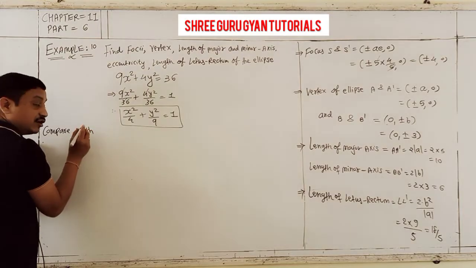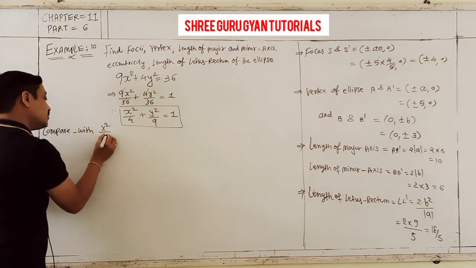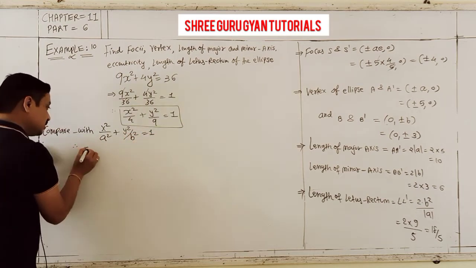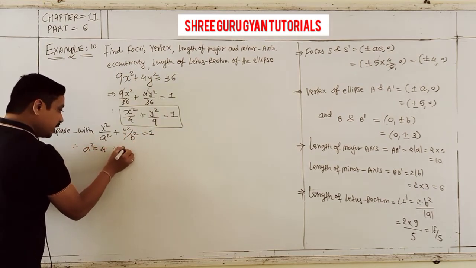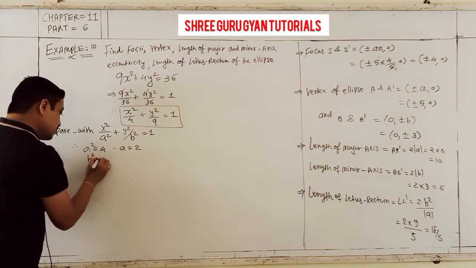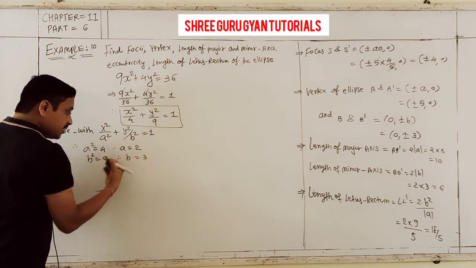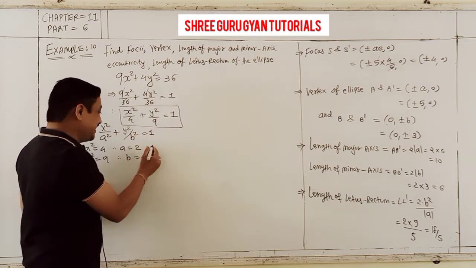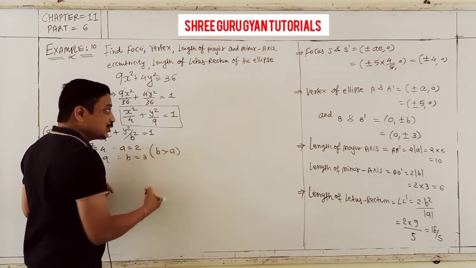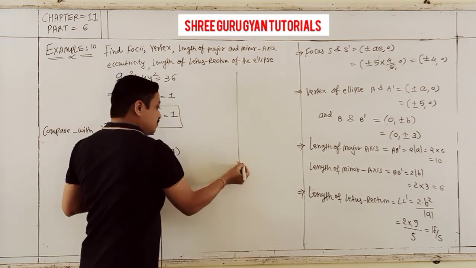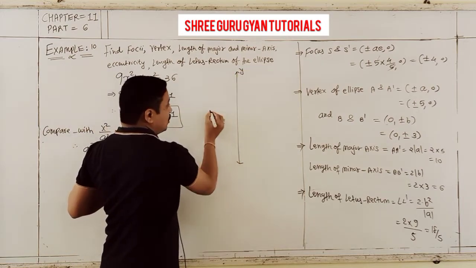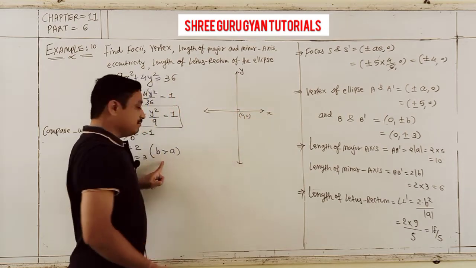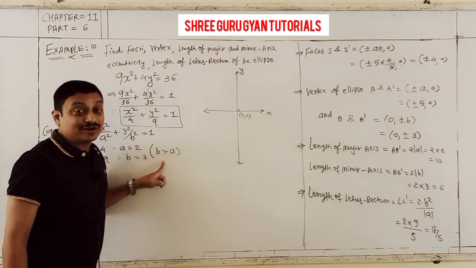compare with the standard form: x square by a square plus y square by b square is equal to 1. A square becomes 4, so a is 2. B square becomes 9, so b is 3. And check here, what is the highest? A is 2, b is 3. B is highest, yes. So in your graph, the major axis is on the y-axis, students, definitely, because the b value is larger, so the major axis is on y.